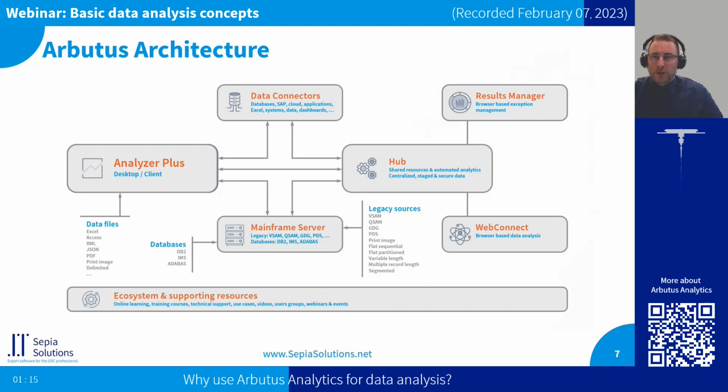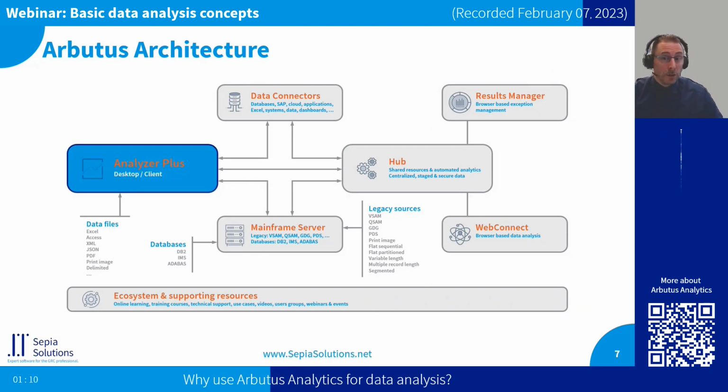To give you a broader scope, what the webinar will use today is just the desktop client. So the interface sitting on your desktop. In the architecture, there are more components, such as the data connectors there at the top, the hub, which is a central server to either share resources or centrally manage those resources and automate tests. So if you have, let's say, a control that you need to perform every Sunday at 2 in the morning, that would typically be scheduled on the hub.